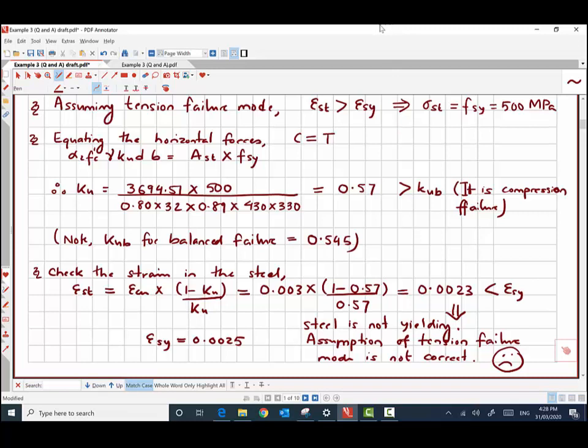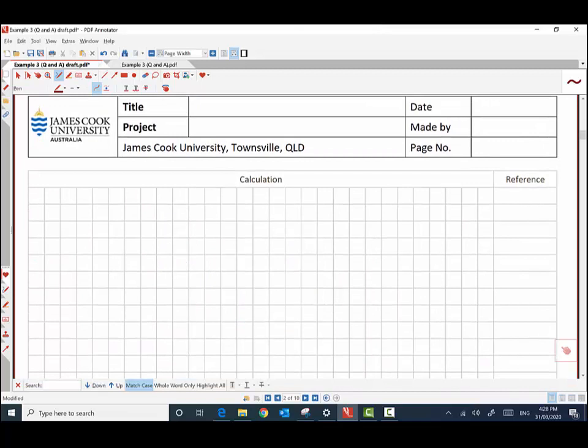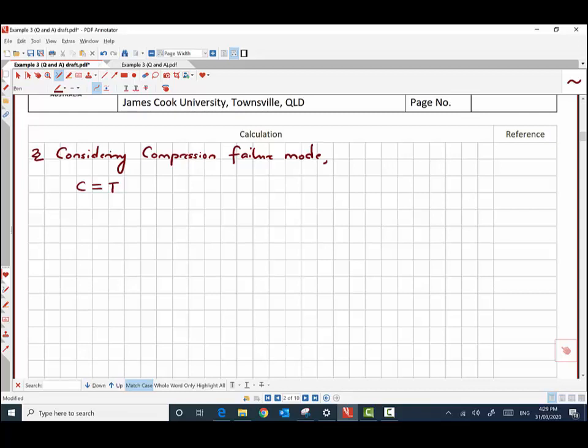And let's consider it as a compression failure, and let's proceed with that. Because we know now that it is not a tension failure, we proceed as a compression failure. Considering the compression failure mode, we do C equals T to find Ku, and we will see how to proceed with that.